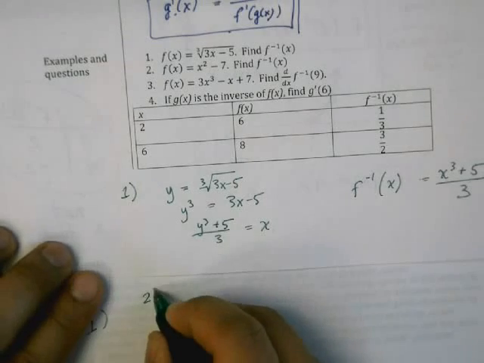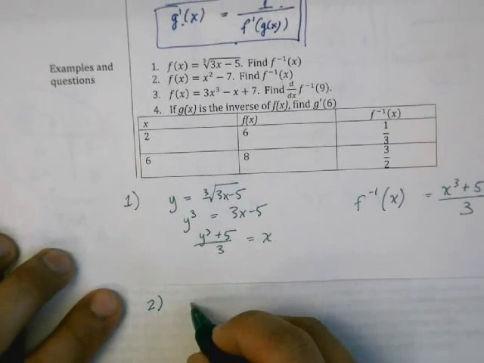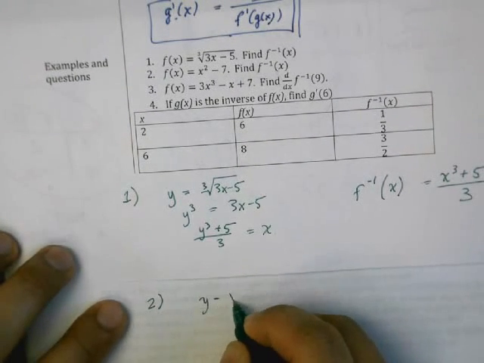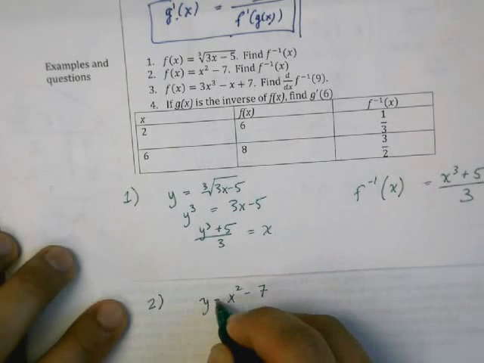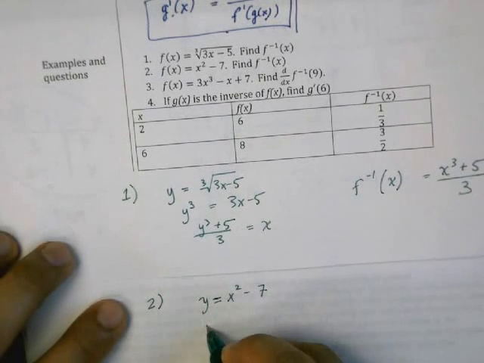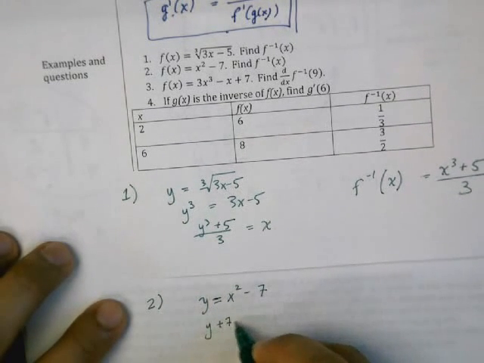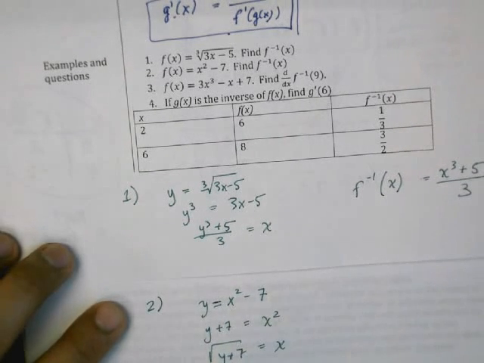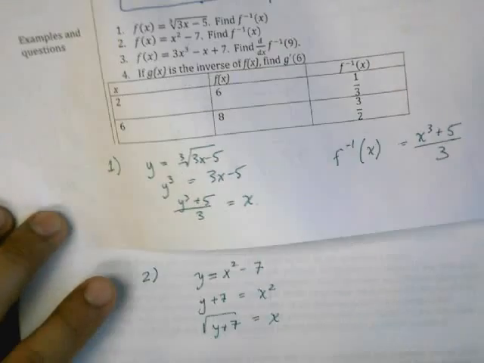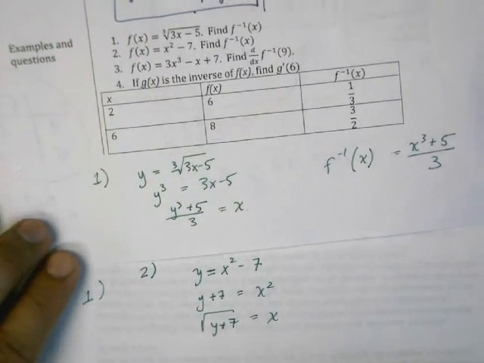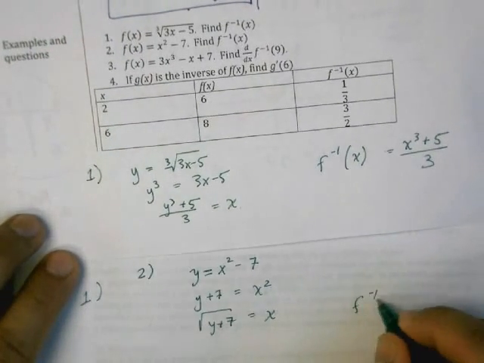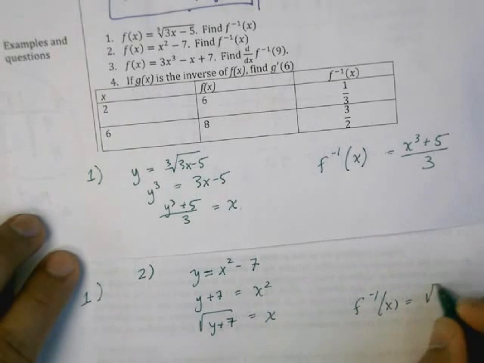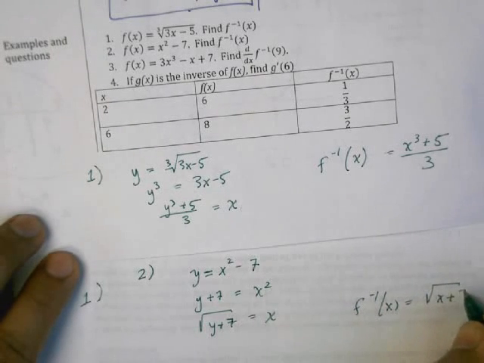Let's take a look at number 2. f of x equals x squared minus 7. So y is equal to x squared minus 7, and we solve this by adding 7 to both sides and then taking the square root, and we get x is equal to the square root of y plus 7, or we can say f inverse is equal to the square root of x plus 7.